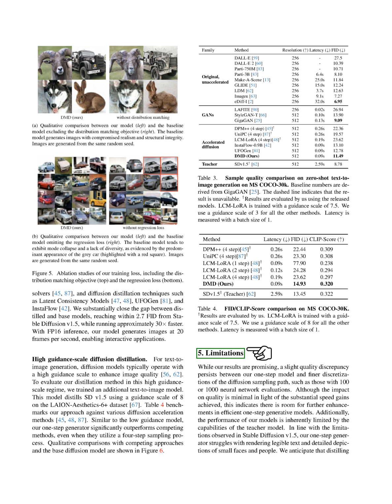However, our method has some limitations. There's a slight quality difference between our 1-step model and finer discretizations of the diffusion sampling path, such as those with 100 or 1000 neural network evaluations. Although the impact on quality is minimal considering the significant speed gains, it suggests there's room for further improvements in efficient 1-step generative models. Also, our model's performance is inherently limited by the capabilities of the teacher model. Like the limitations observed in Stable Diffusion version 1.5, our 1-step generator has difficulty rendering legible text and detailed depictions of small faces and people.